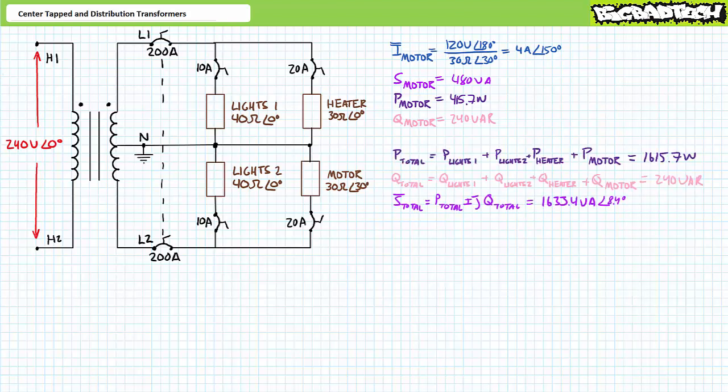In totality, the system is supplying 360 plus 360 plus 480 plus 415.7 watts, or 1,615.7 watts of real power and 240 VARs of reactive power, or a total of 1,633 volt amperes of apparent power. We could say the primary must also provide roughly 1.6 kilovolt amperes of apparent power. An algebraic manipulation of the AC power formula solving for current demonstrates the 240 volt primary draws 6.8 amps at an angle of negative 8.4 degrees.